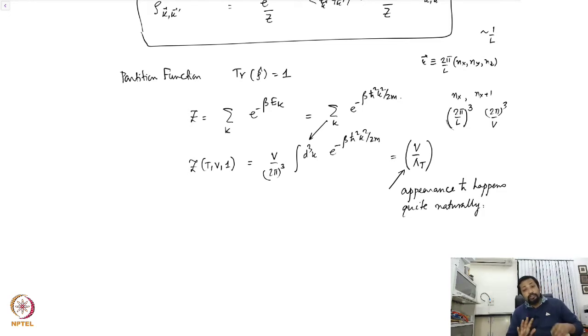It is not introduced in any ad hoc manner that you can imagine. It appears because of this form of the integral. That's it. In classical statistical mechanics, we had to introduce it rather ad hocly, saying that, well, my microstate partition function, I'm going to take a log of that, therefore Z must be dimensionless.